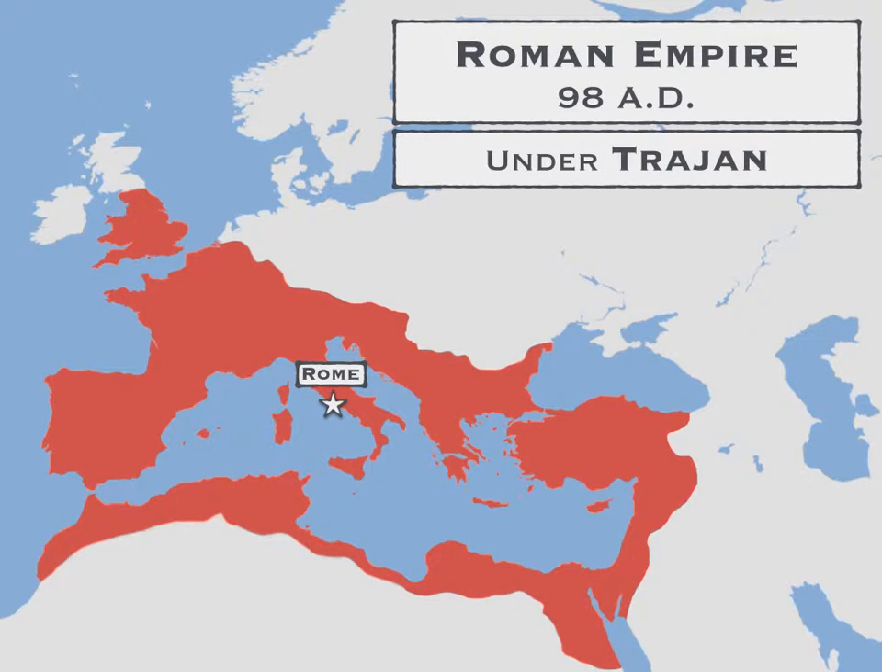By 212 AD, the Emperor Caracalla got rid of the distinction between Roman and non-Roman by granting citizenship to every free person within the empire's borders. From now on, everyone in the empire was a Roman, whether they were actually from Rome or not.